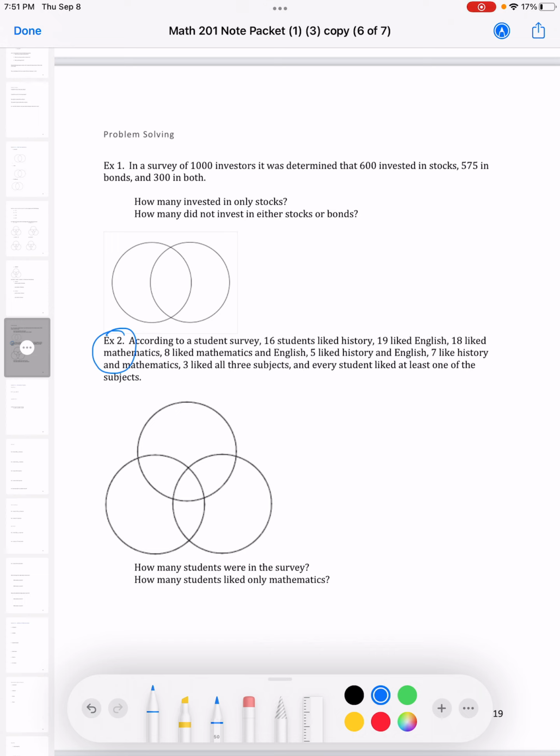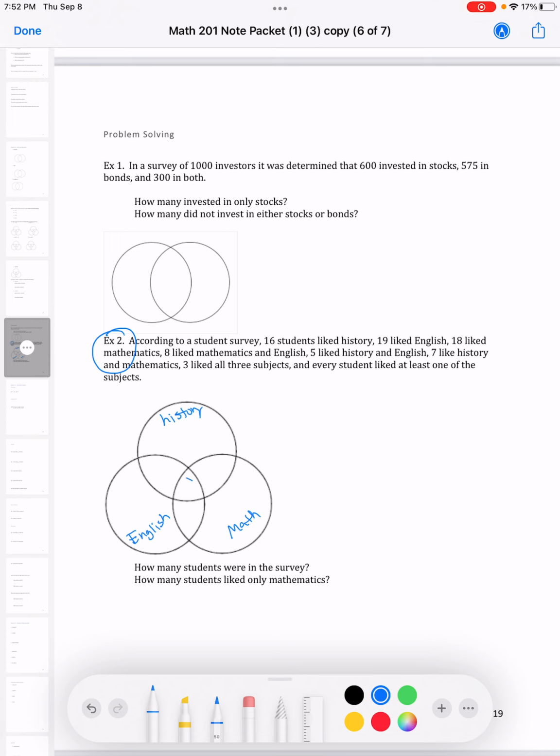All right, so looking at this, we've got 3 Venn diagrams, or 3 of our circles here, and they're going to stand for the 3 types of classes. So we've got history, English, and math. The key to these is to always start in the middle on the intersection. And that's the one where they're all overlapping.